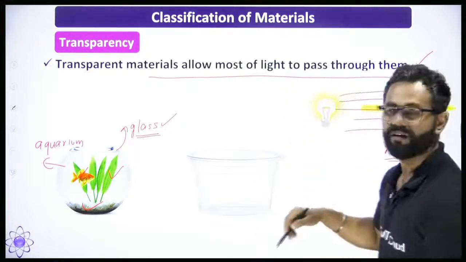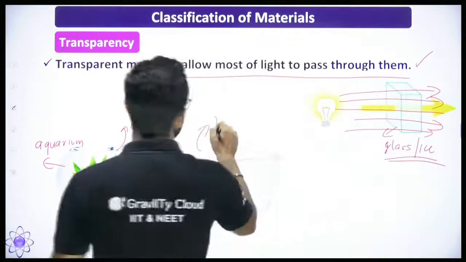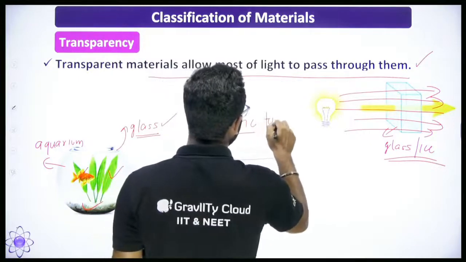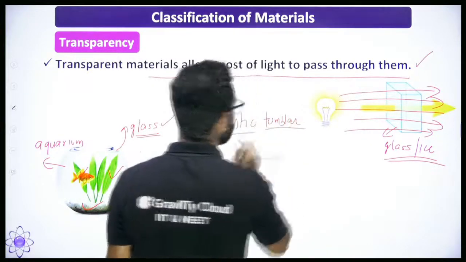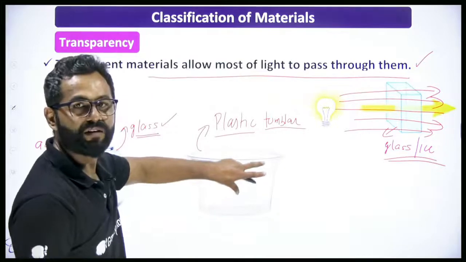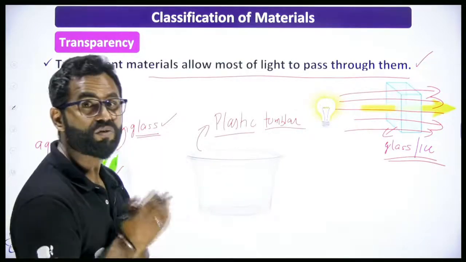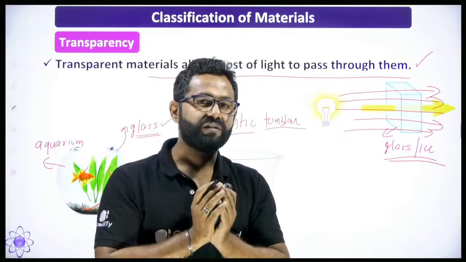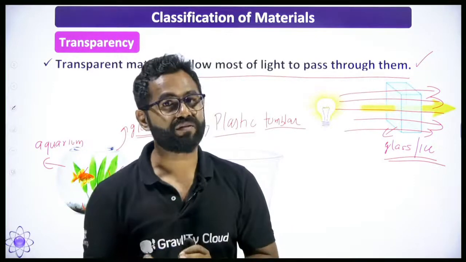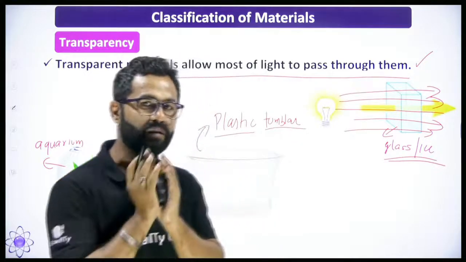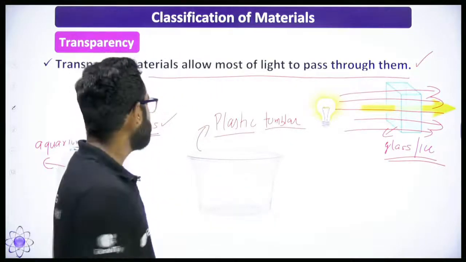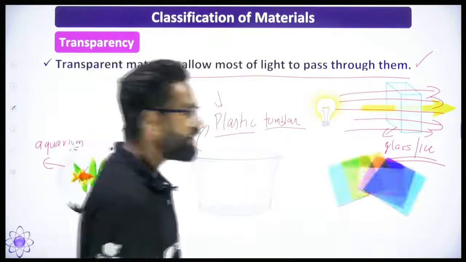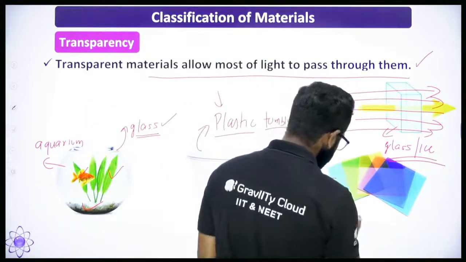Similarly, the plastic. This is called a plastic tumbler, right? So few of the plastic materials or few of the plastic jars, they are also transparent in nature. Few of the plastics, they are opaque, and few of the plastics, they are translucent. But some of the plastics like this one, they are transparent in nature. So this is transparent plastic. Similarly, the plastic sheets.